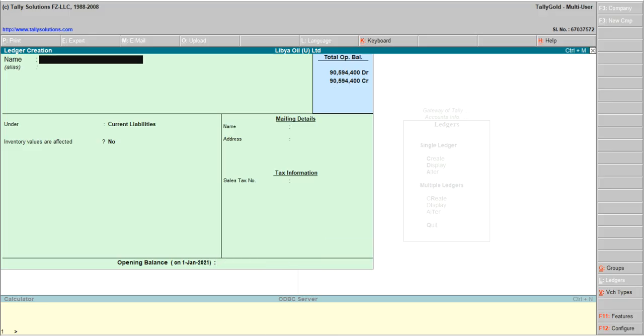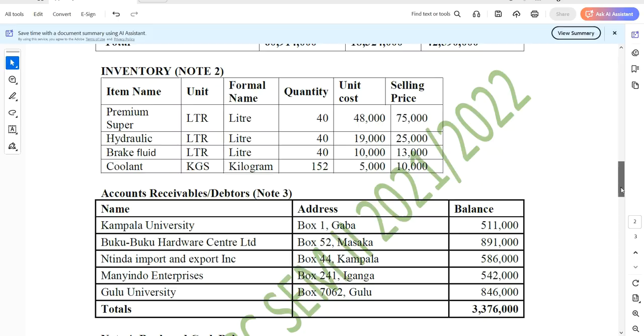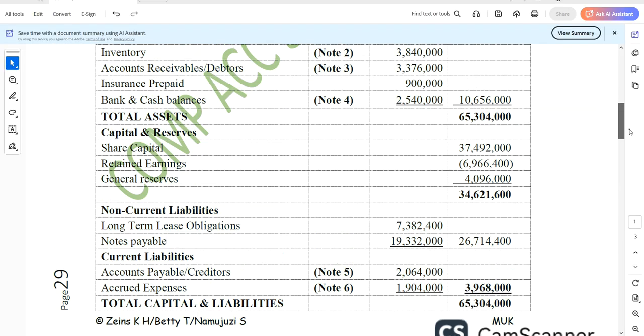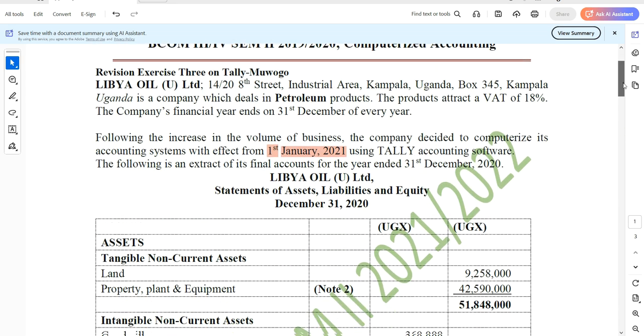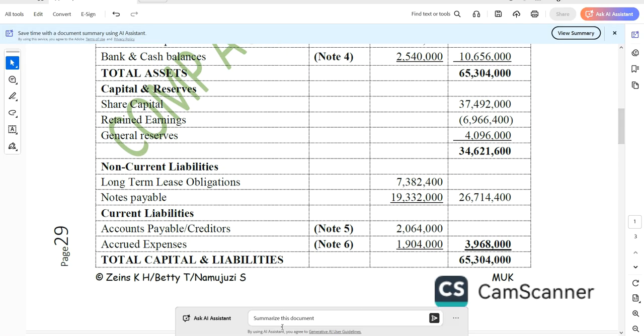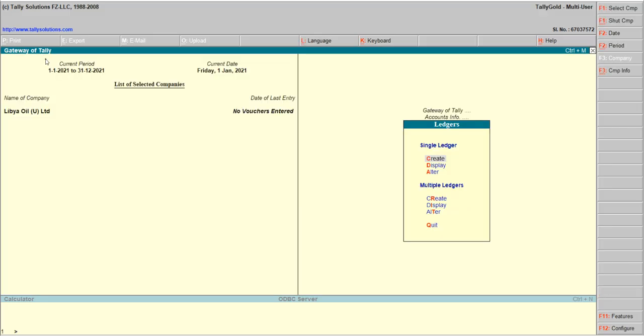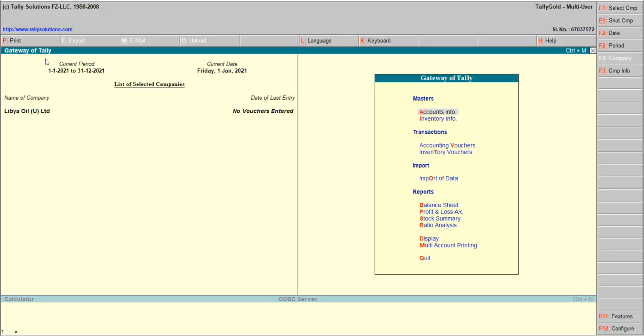So what next? Now members, we have entered all these accounts in the balance sheet with their balances. So now the next task we have is to deal with the additional information. You can check on your balance sheet. You see up here your debits equal the credits. So I will escape this window for account creation. Then I go back to Gateway of Tally and look at the balance sheet so far.